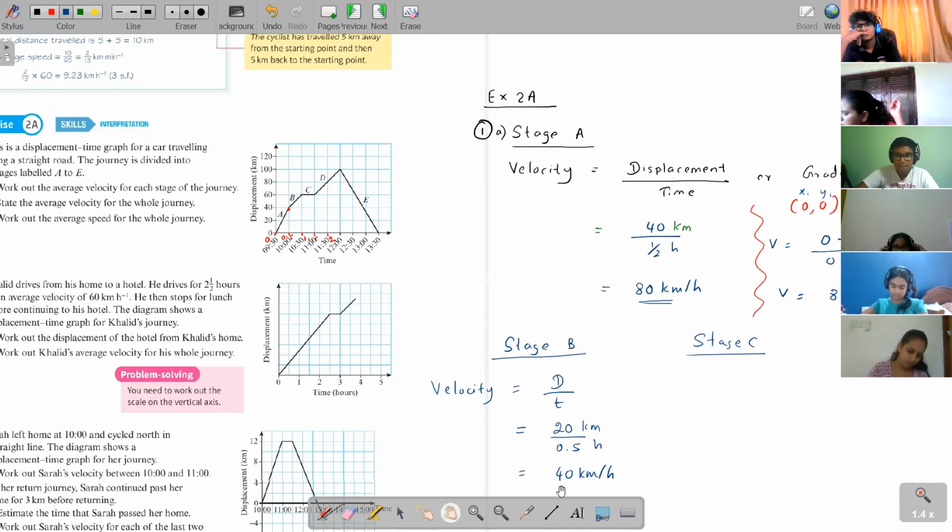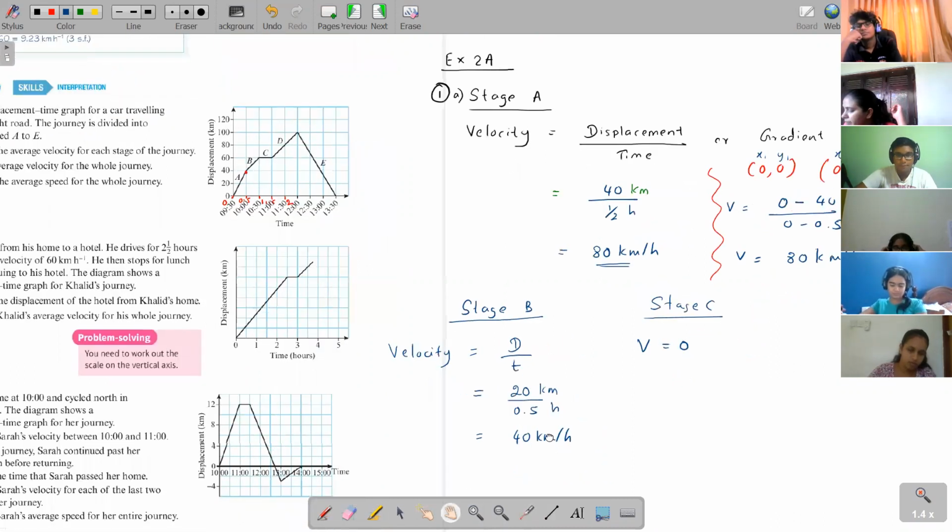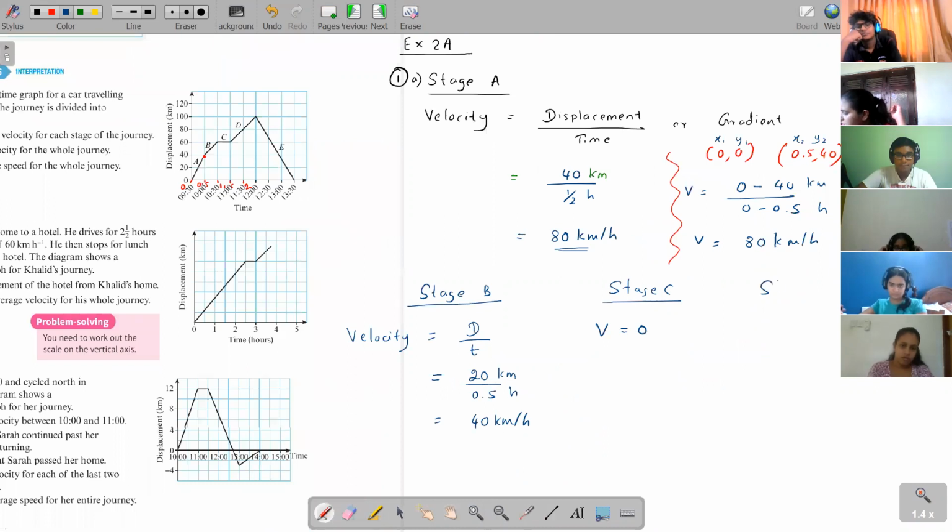Stage C, children, do we actually need to sweat and do displacement over time? This is what I was explaining in the earlier examples. Whenever your straight line becomes parallel to the x-axis, the gradient is zero. The gradient is zero means the velocity is zero. So at stage C, velocity is zero. Okay, stage D. Let's go for stage D. In stage D, children, we can see velocity is displacement over time.